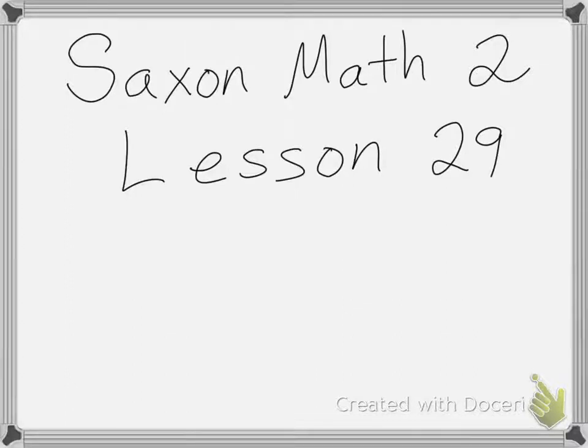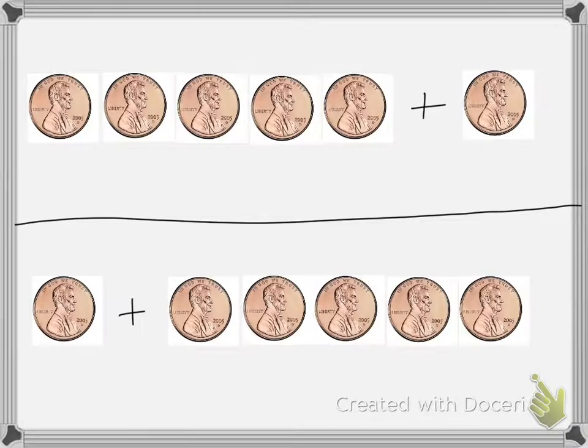Everyone. Today's lesson is lesson 29, writing addition and subtraction fact families. So we're going to use some story problems to help us out. So let's say that I give one child 5 pennies, and then I give the child one more penny.